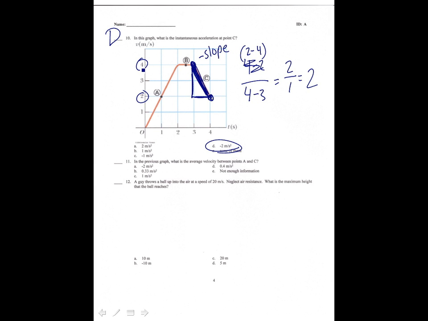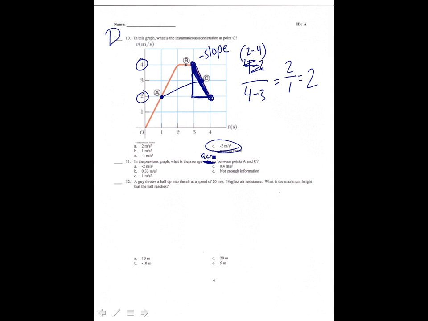In the previous graph, what is the average velocity between points A and C? So that's from here to here. Average velocity. I'm sorry, this was supposed to say average acceleration here. That was a mistake. So this should say acceleration.